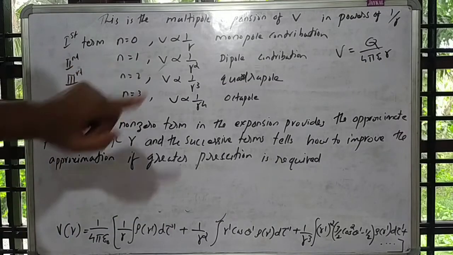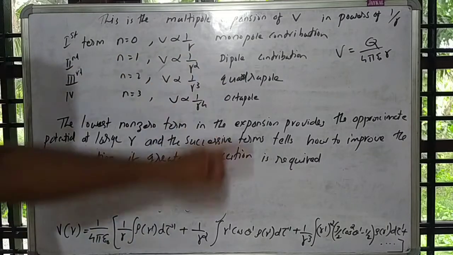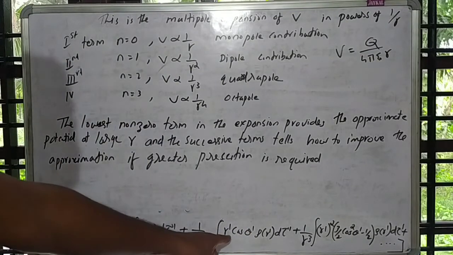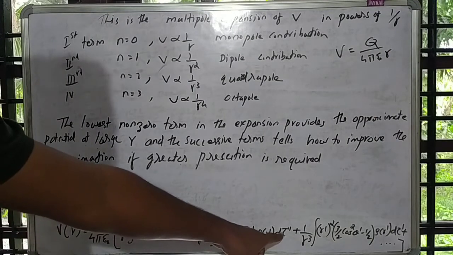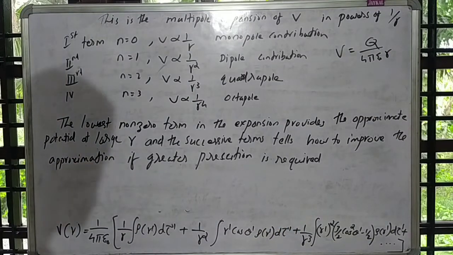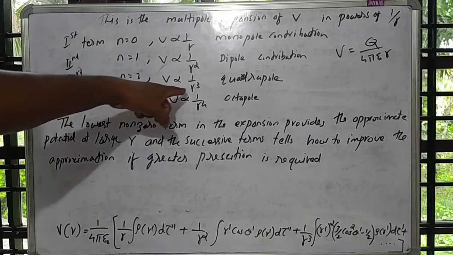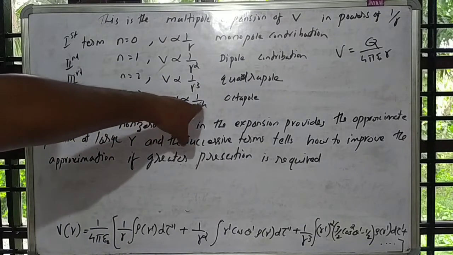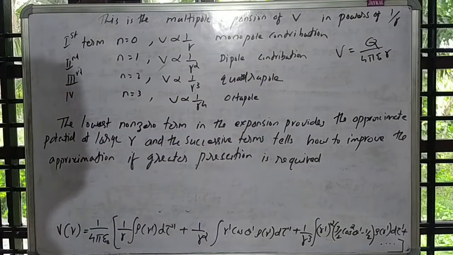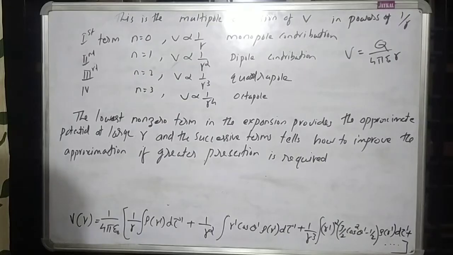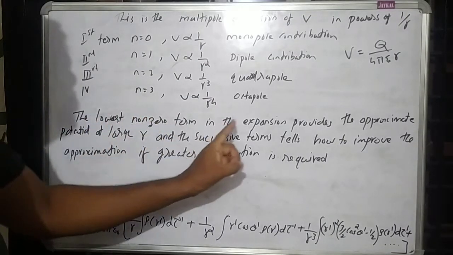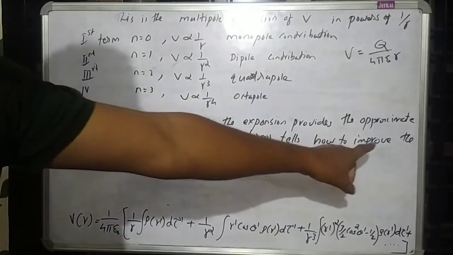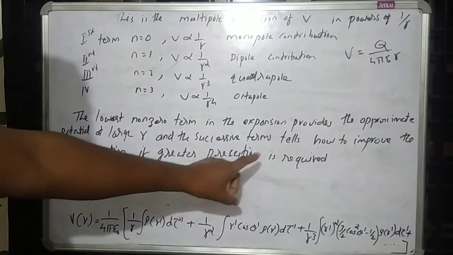Okay, and for n equal to 1, V is proportional to 1 by r square. This is the dipole contribution: 1 over r square integral r dash cos theta dash rho of r dash d tau dash. And the third term, V proportional to 1 by r cube, is the quadrupole contribution, and the fourth term, n equal to 3, V proportional to 1 by r raised to 4, is the octupole contribution. So the lowest non-zero term in the expansion provides the approximate potential at large r, and the successive terms tell how to improve the approximation if greater precision is required.